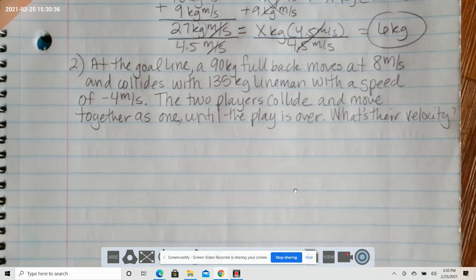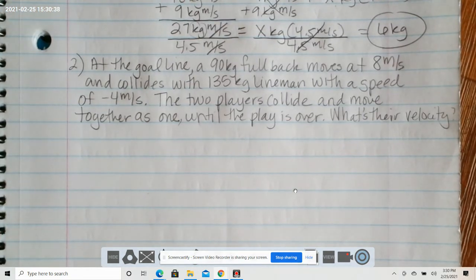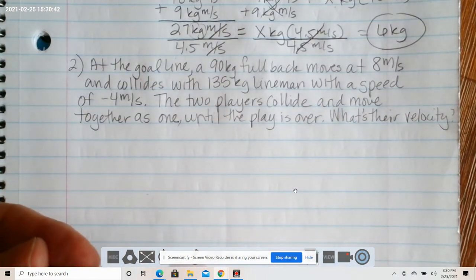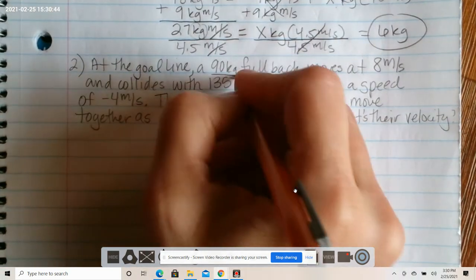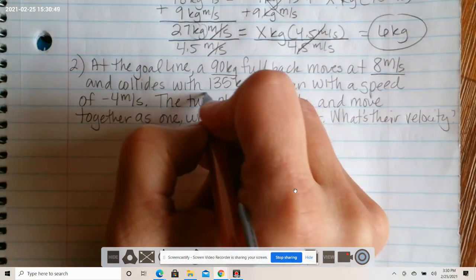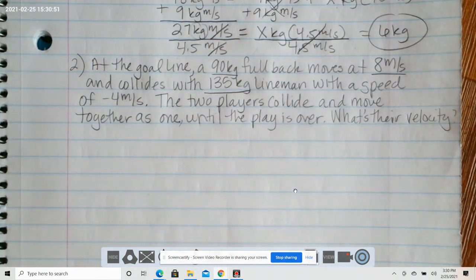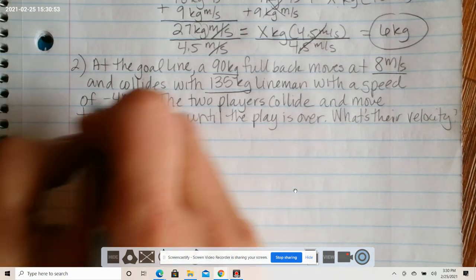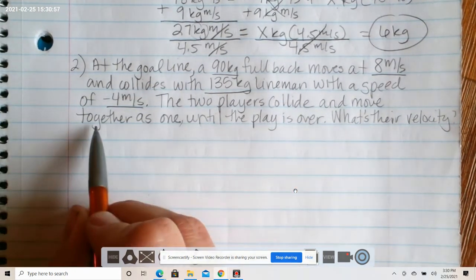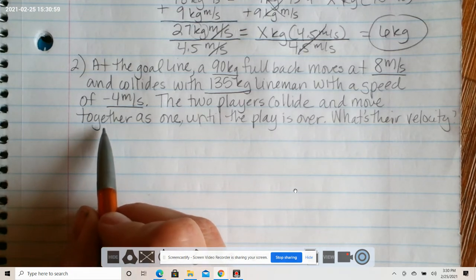All right, at the goal line, a 90 kilogram... oh, there went my whole lead. Let's push that back in. There we go. A 90 kilogram fullback moves at 8 meters per second, notice it's positive, and collides with a 135 kilogram lineman with a speed of negative 4 meters per second. The two players collide and move together as one until the play is over.